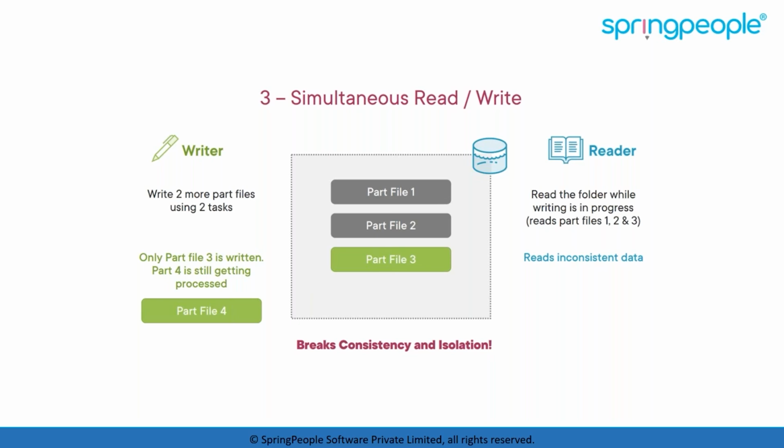The transaction is not yet committed. So the reader who is trying to read the data is even able to read the inconsistent data which is not yet committed. So again, this breaks consistency and isolation.